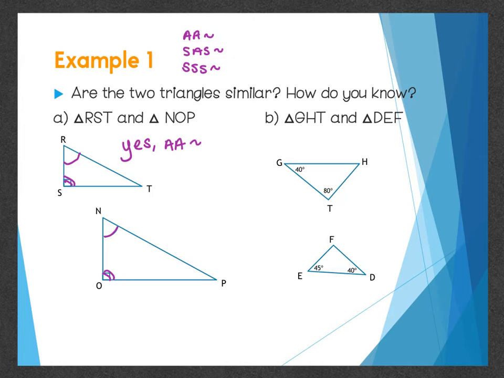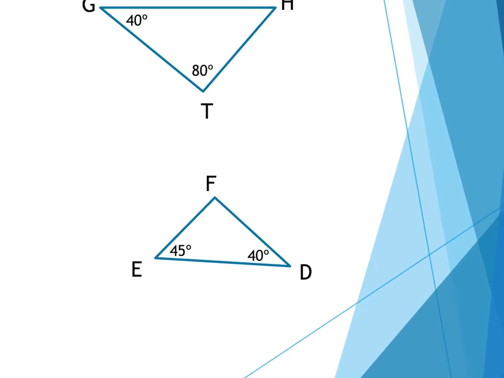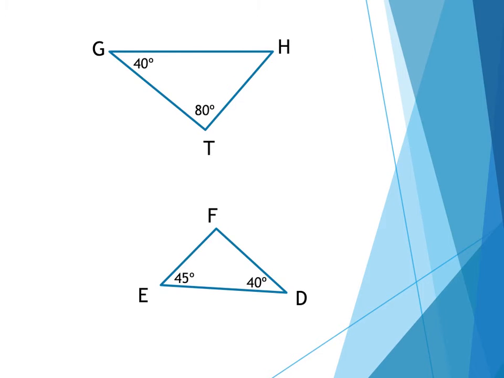So you can either write out the word similarity or you can put the squiggle. All right, now look at B. Okay, what do you have there that you can notice right off the bat? You've got 40 and 40, right? So I've got one pair of congruent angles, right? But then the other ones are not matching, but there's still an unknown angle there.